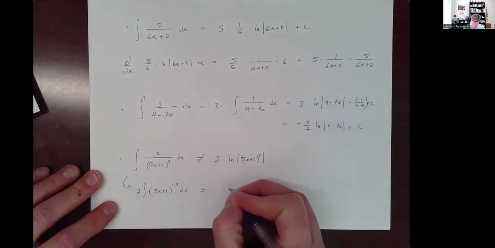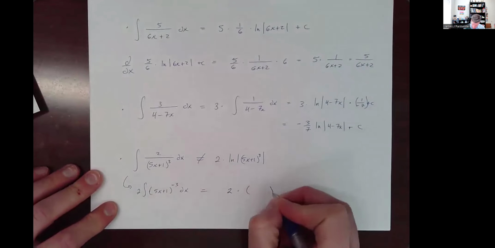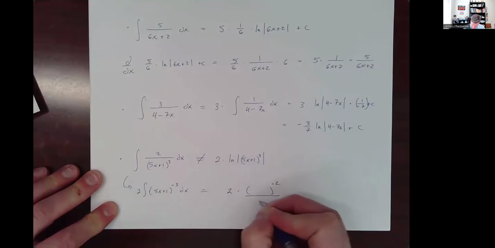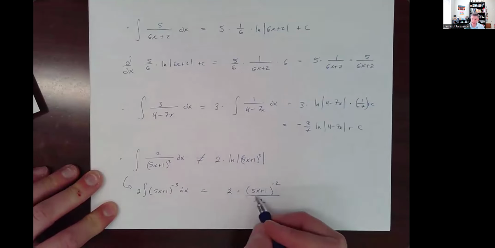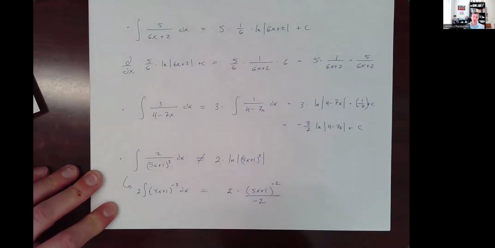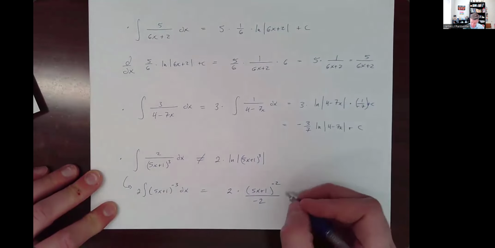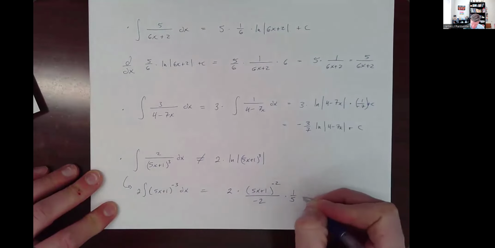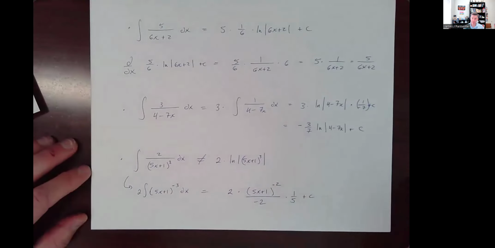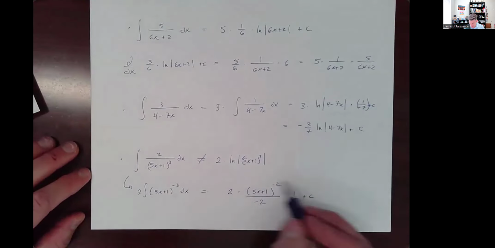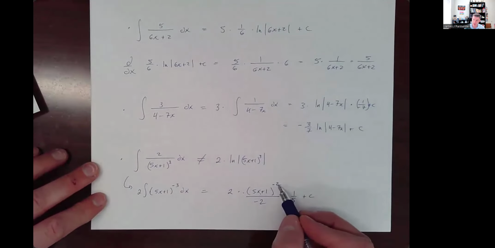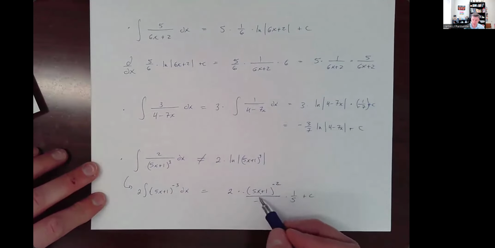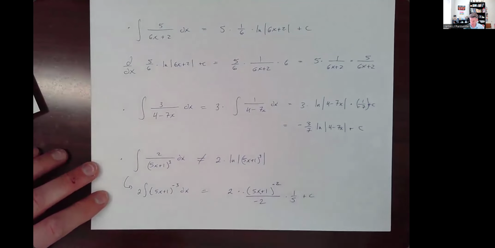So I'm going to get 2 times u to the negative 2 divided by negative 2. But then I can see that x is multiplied by 5, and if I were to take the derivative of all of this, the chain rule will make me multiply by 5. So I know I need to divide by 5 to counteract that. If you take the derivative of this, the derivative of some stuff to the negative second is going to be negative 2 times that stuff to the negative third times the derivative of the inside, which is 5, which will cancel the 1/5. So this is the right answer.